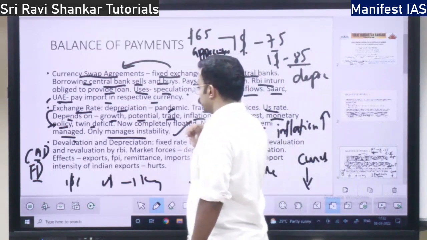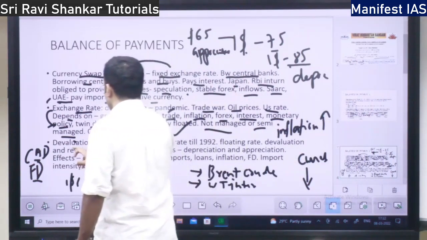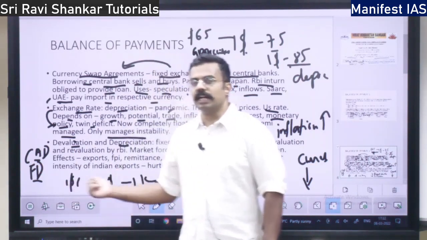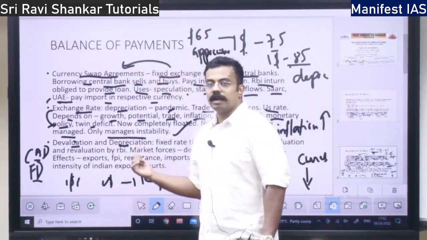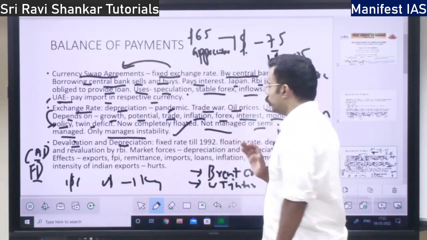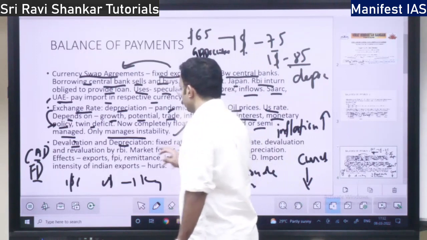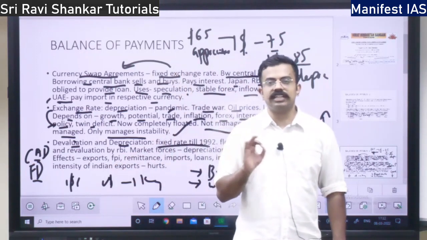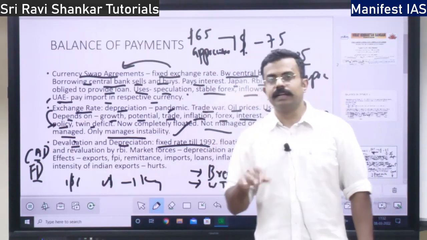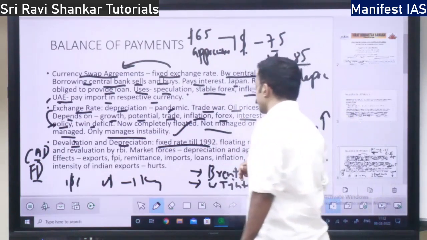Okay. Then you have devaluation and depreciation. I have already discussed what devaluation is. Devaluation is done by the Reserve Bank, depreciation by market forces, right? Both mean the currency loses value. So till 1992, we had a fixed exchange rate. The RBI used to fix the exchange rate till 1992, right? It was $1 equal to 20 rupees.